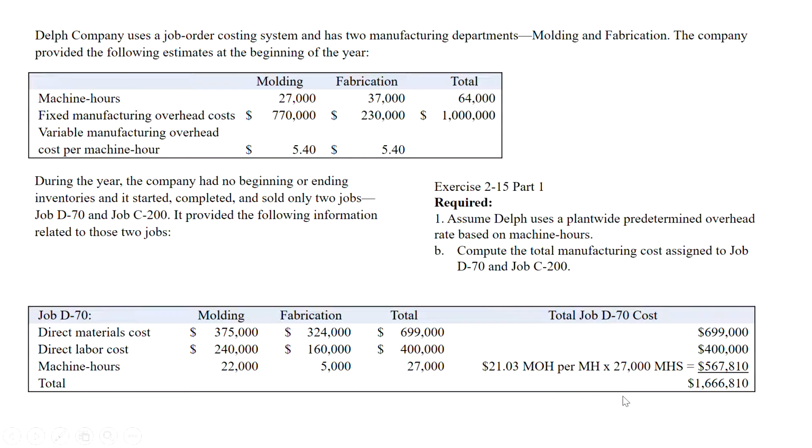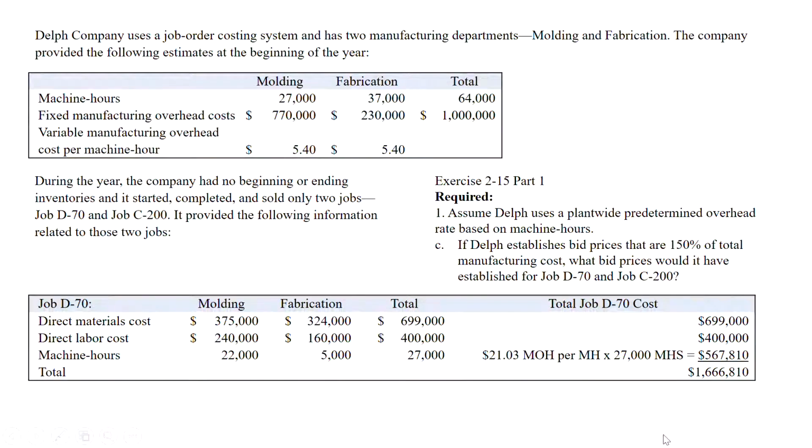Now, if I add all 3 costs together, direct material actual cost of $699,000, actual direct labor cost of $400,000, and the overhead I'm going to apply in my normal costing system of $567,810, I get a total cost for job D70 of $1,666,810. So I'm halfway there. And the good news is I've got a lot of my main calculations over with, so I don't have a lot of work left to do.